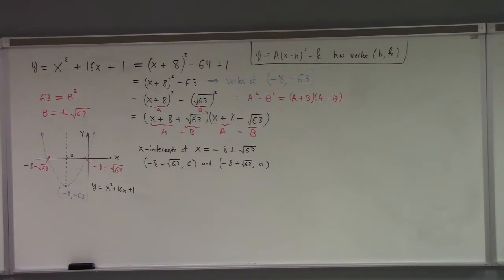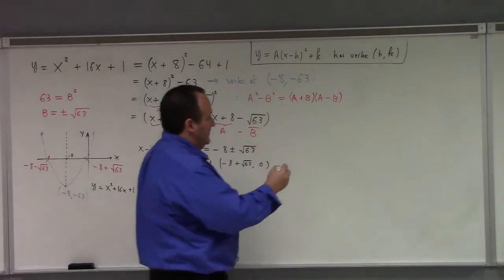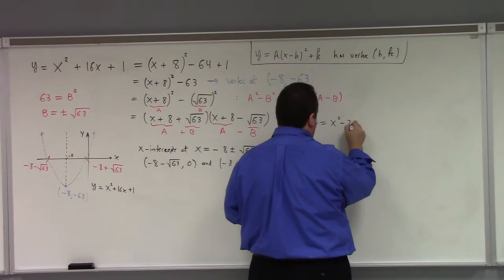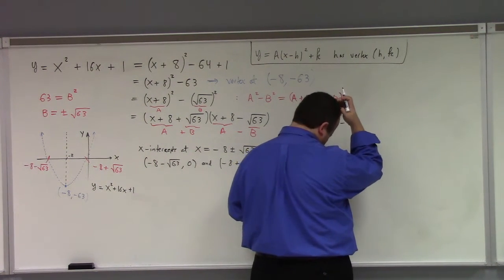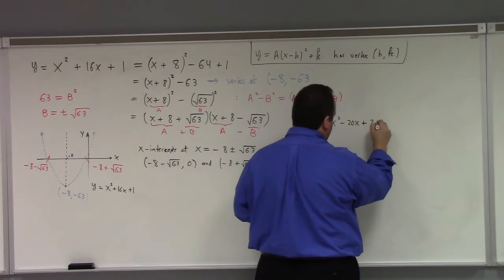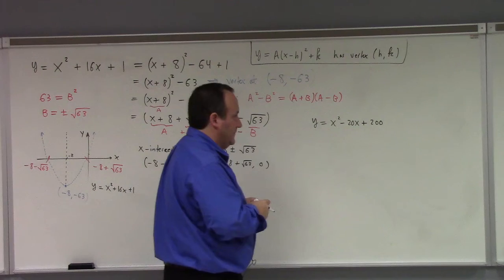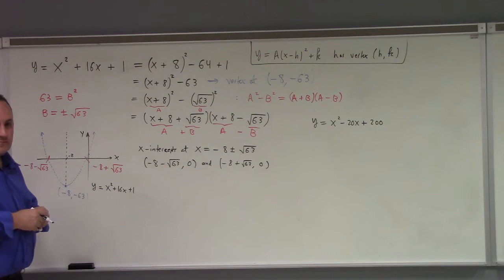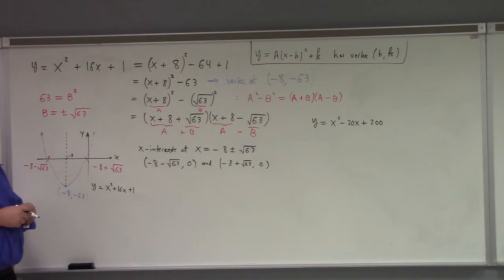Well, how would we get no x-intercepts? How would that happen? What if we had this example: y equals x squared, let's say minus 20x plus 200. Would this have x-intercepts? Where's the vertex? Can you factor it? Can you factor it over the complex numbers? I don't think we can factor this one over the reals. Let me show you why.